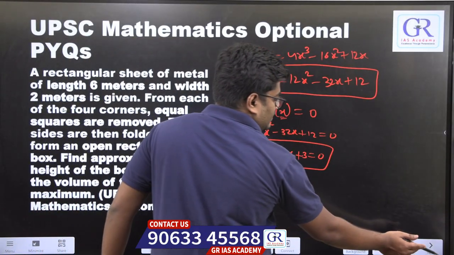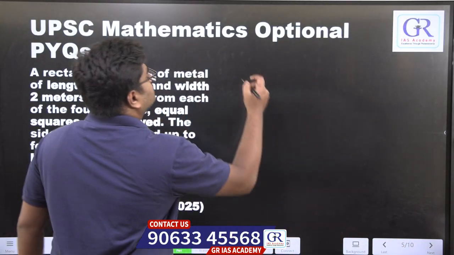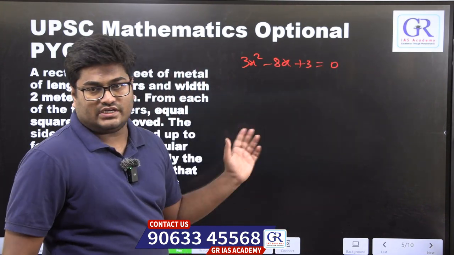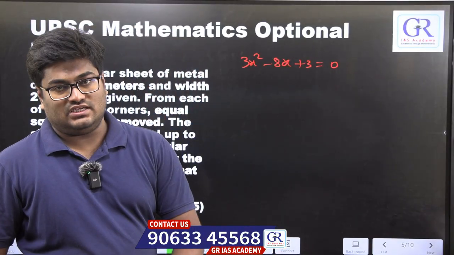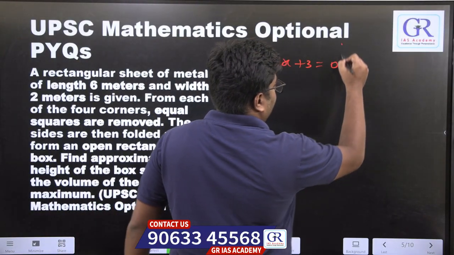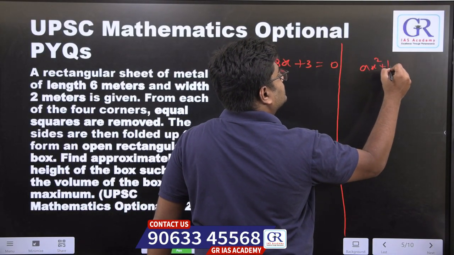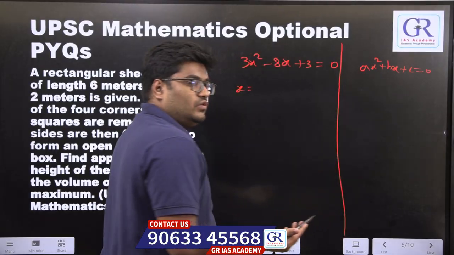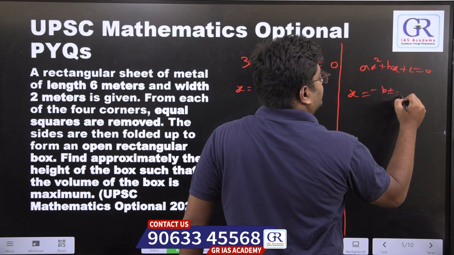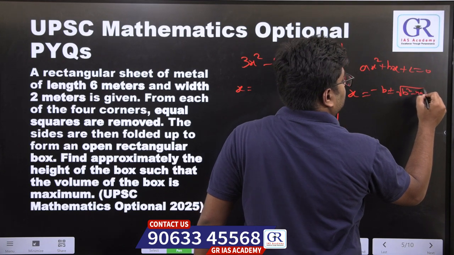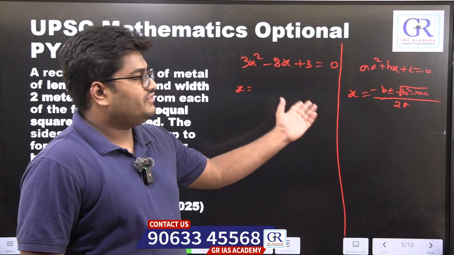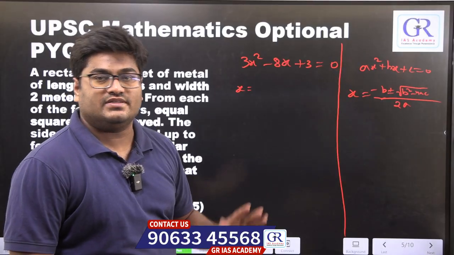So we need to find x. Let's calculate x. 3x square minus 8x plus 3 equals 0. We have a quadratic equation in the form of ax square plus bx plus c equals 0. So what is the formula? I will write the formula here first. If a quadratic equation is in this form, then x is equal to minus b plus or minus the root of the discriminant, by 2a. So this is the formula for x if a quadratic equation is in the form of ax square plus bx plus c equals 0.